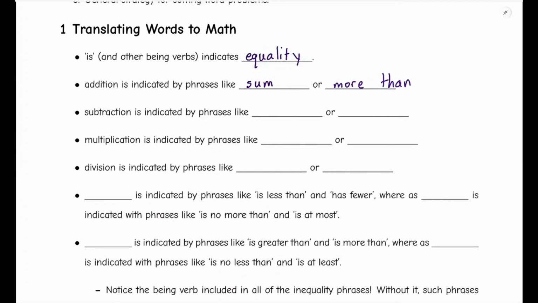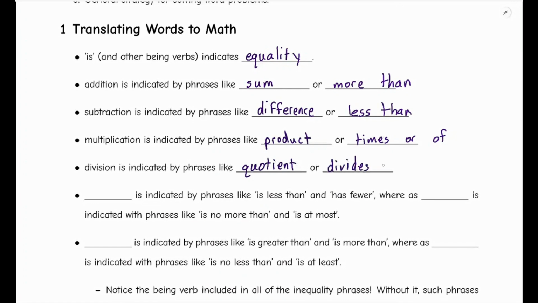Subtraction is indicated by phrases like difference, or less than. And again, there are other words like minus in that as well. Multiplication is indicated by phrases like product, times, or even the word of. Division is indicated by phrases like quotient, or divides, or even words like per, like miles per hour.